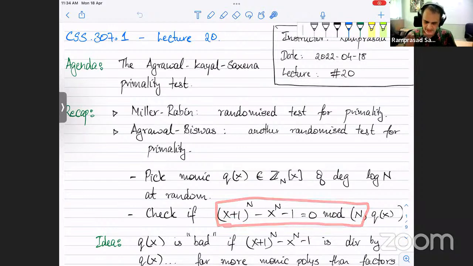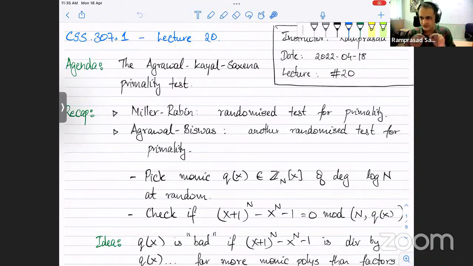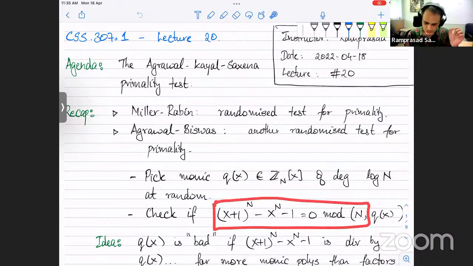That is, (x plus 1) to the power n equals x to the power n plus 1, modulo capital N. And we know this is a statement that is true whenever n is a prime. In fact, it's an if and only if statement. If n is a prime, if you expand this using the binomial coefficients, everything except the first term and the last term will be divisible by n, and therefore they will all vanish. But when n is not a prime, you can show that some binomial coefficients do survive. So you won't just get these two terms. Ideally, this is the test that you may want to do.